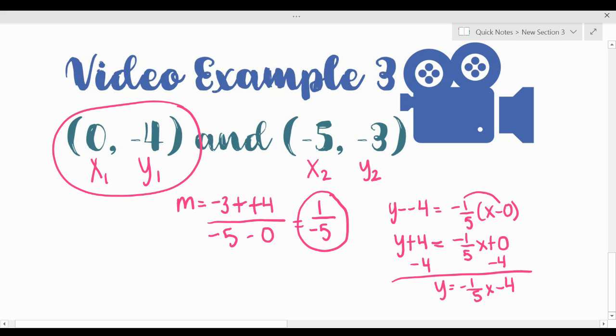Now, I want you to notice something. Yes, I have the same slope of negative 1/5 in the equation as when I calculated it, but I also want you to notice this negative 4. When I circled this point, 0, negative 4, I knew that that was already the y-intercept. If you were to graph that on the coordinate plane, 1, 2, 3, 4, it would be there. It's also represented in this point, in this graph, as well as in the equation.